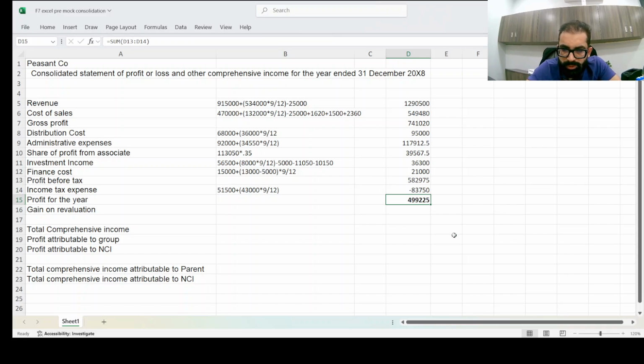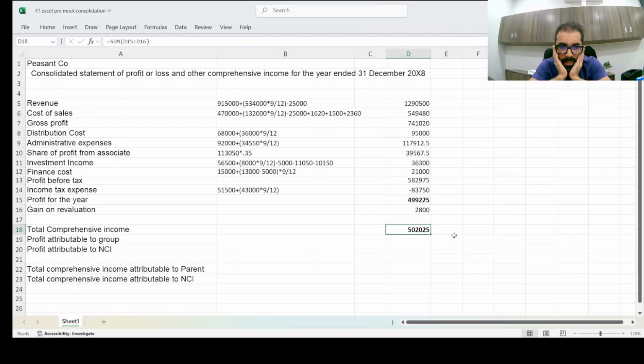Now gain on revaluation. Use your brain, only see the question. Only OCI was related to parent company. Complete OCI was related to parent company, so parent company's everything comes complete in this consolidation. So that is, I think, 2,800. Complete 2,800 will come. So your total comprehensive income will be 502,025. Okay, so your first thing is done.